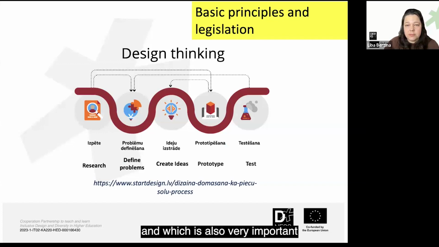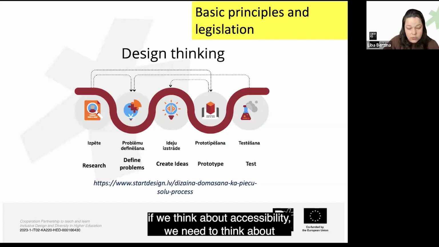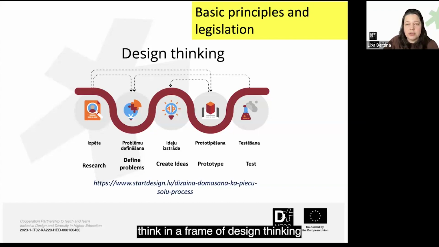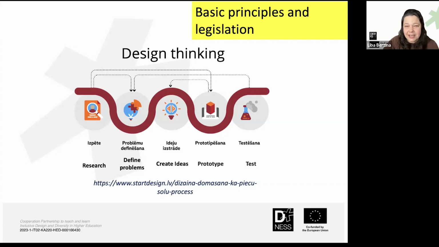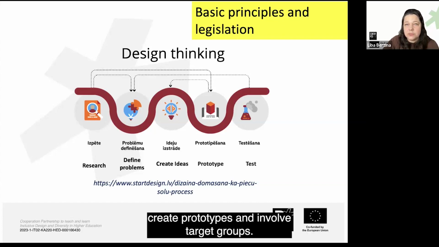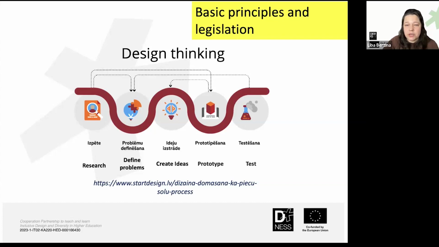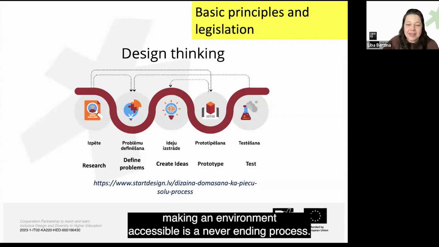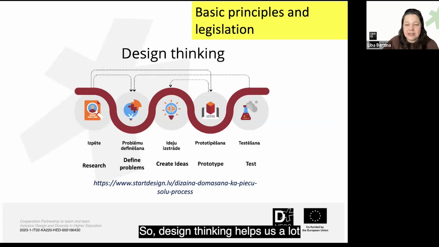And which is also very important if we think about accessibility, we need to think in a frame of design thinking. No accessibility solution can be made very fast at the last minute. We need to think in advance, do the research, define problems, create prototypes, and involve the target group. It's very important also to test these solutions we create. And I will mention it again, making an environment accessible is a never-ending process. So design thinking helps us a lot.